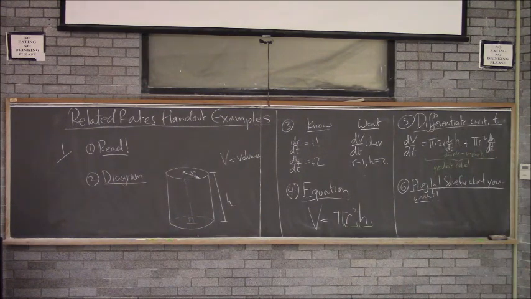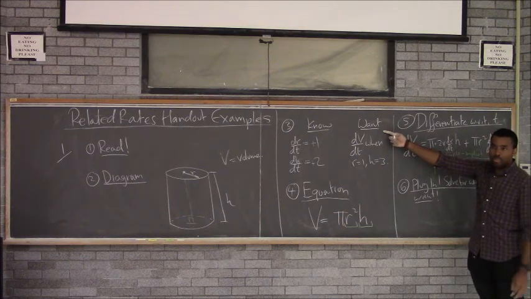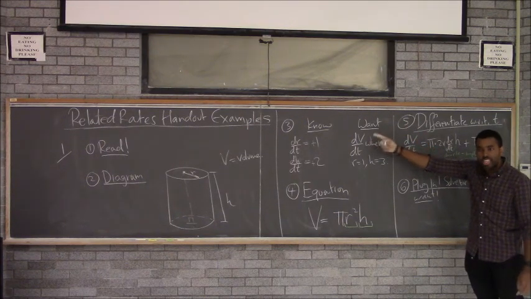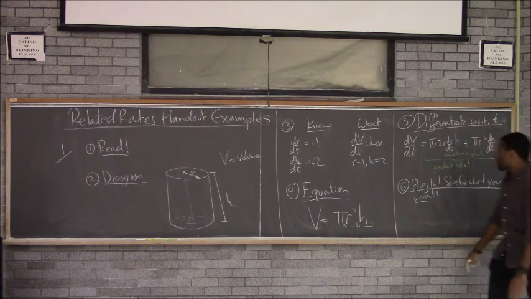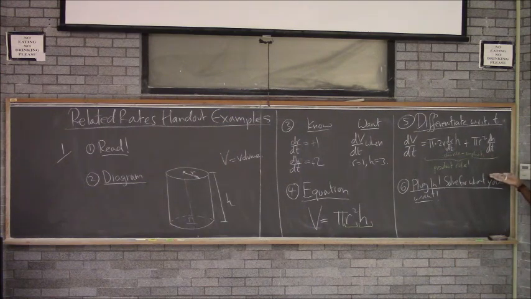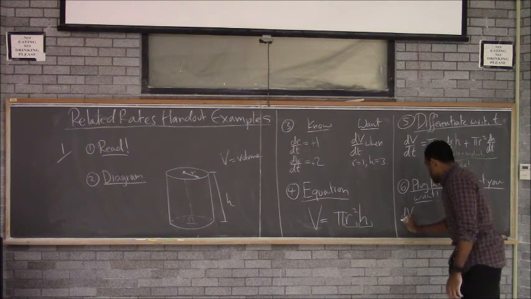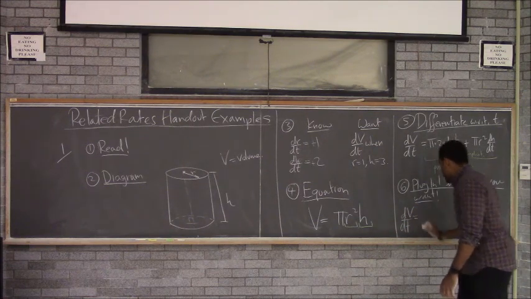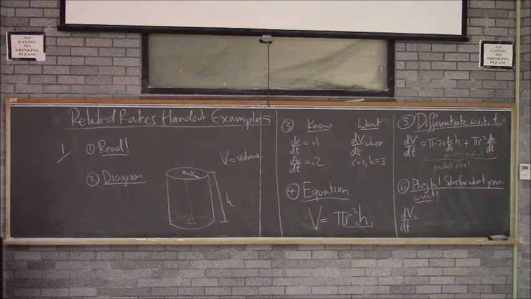Now, you said what you want in step 3. At the end of the day, I need to say dV dt equals something. So I'm going to go into this equation, and the hope is I can plug in everything except the dV dt, and I can solve for it. Now in this case, the dV dt is already solved for by itself on one side of the equation, so what I'm going to do is just plug in all these values.